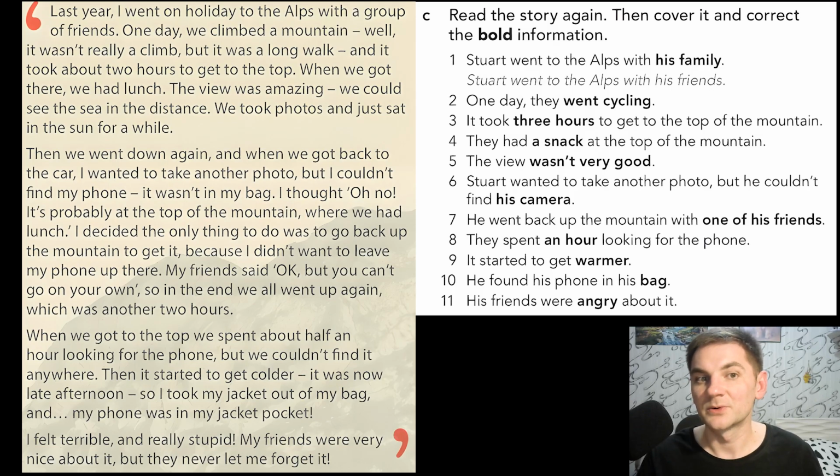Part C. Read the story again, then cover it and correct the bold information. Stuart went to the Alps with his family. You see, Stuart went to the Alps with his friends, not with his family. One day they went cycling. It took 3 hours to get to the top of the mountain. They had a snack at the top of the mountain. The view wasn't very good. Stuart wanted to take another photo, but he couldn't find his camera.